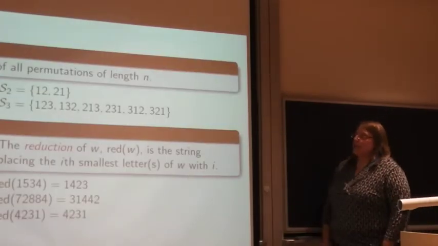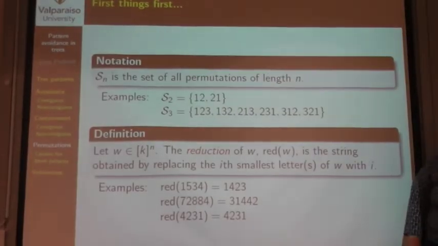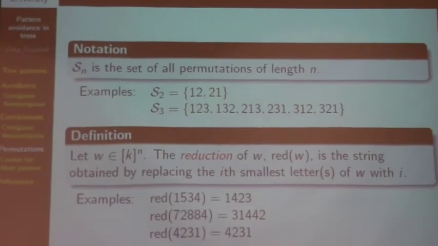So I'm going to use script S sub n for the set of all permutations of length n. I believe you all know what a permutation is, but these are here to emphasize I write permutations in one-line notation. So in my mind, a permutation is just a list of the numbers 1 to n in some order.